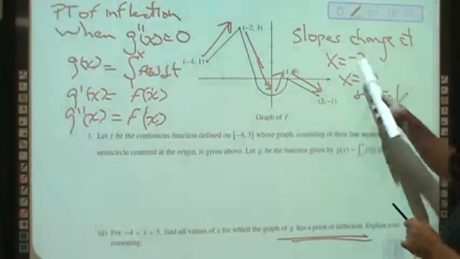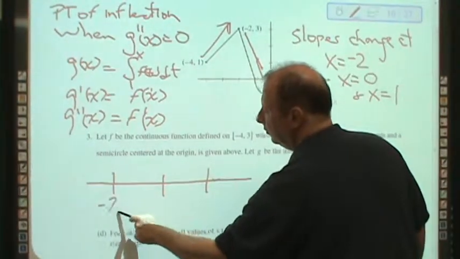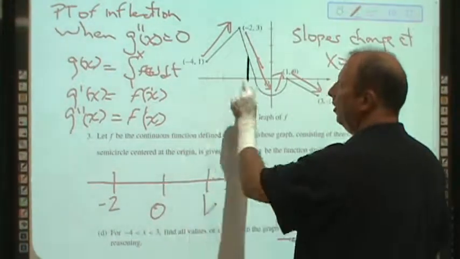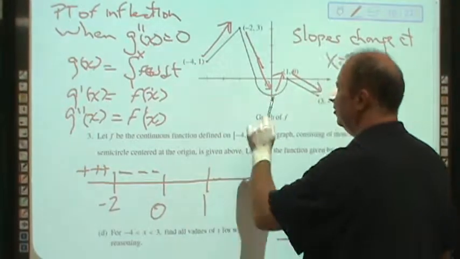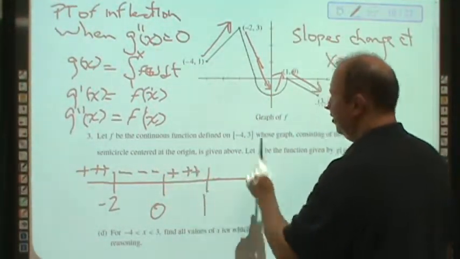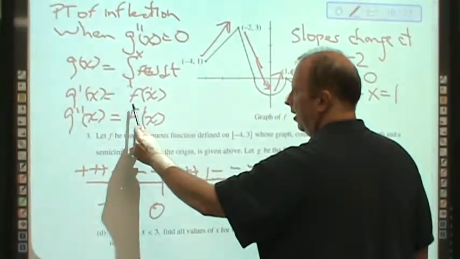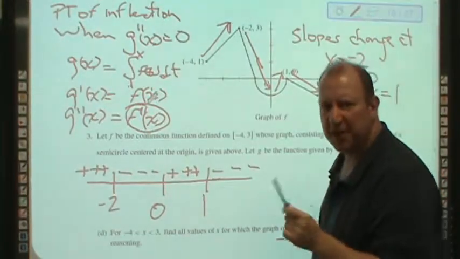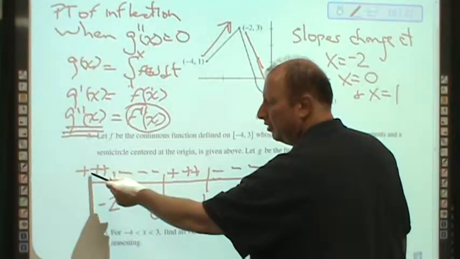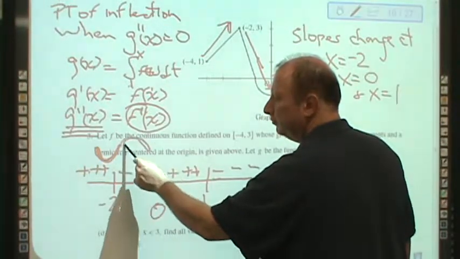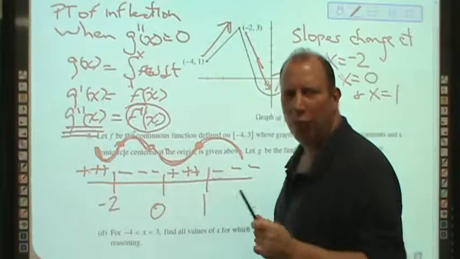So now let's look at all of these 3 points: x equals -2, x equals 0, and x equals 1. At -2, the slope is increasing. Then to 0, it decreases. Then from 0 to 1, it increases. And then from 1 to 3, it decreases again. This is talking about f prime of x. But we know f prime of x is the same thing as g double prime of x, talking about the concavity. So this is concave up, concave down, concave up, concave down. Look at the 3 points where the concavity changes.